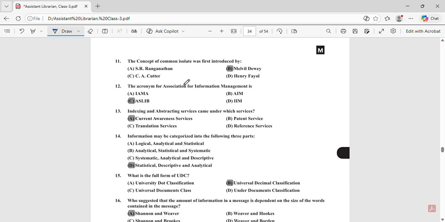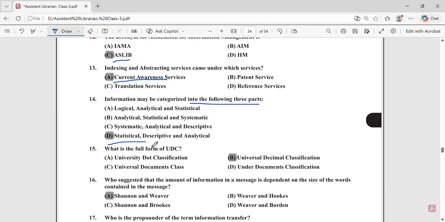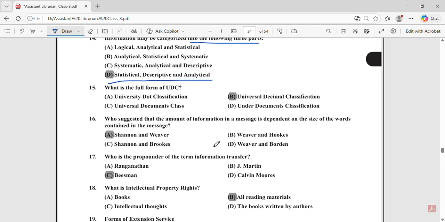The concept of common isolate was first introduced by Melville Dewey. The acronym for Association for Information Management is ASLIB. Indexing and abstracting service came under which service? Current awareness service. Information may be categorized into the following three parts, that is statistical, descriptive and analytical.